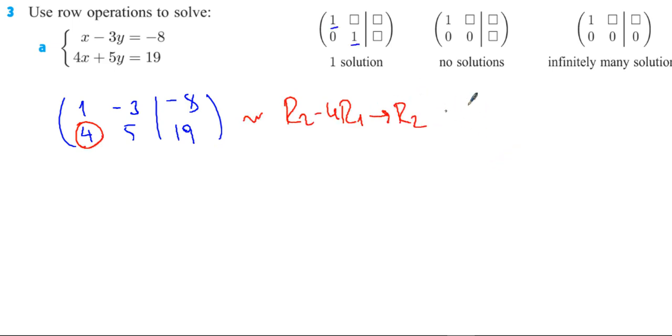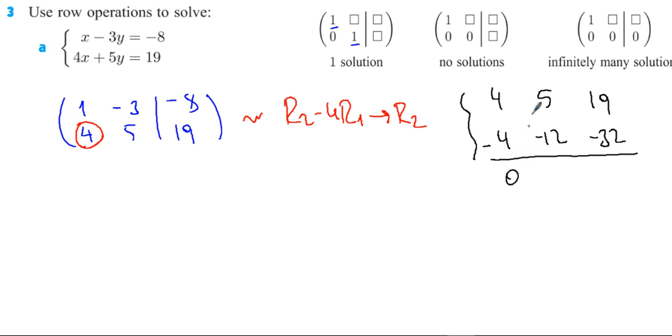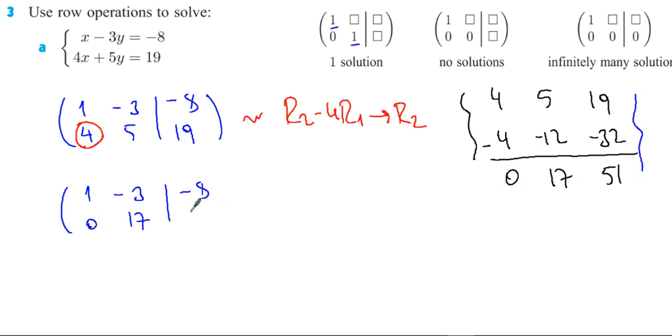Now after this, row 2, let's write it here. It will be 4, 5, and 19. Then I need to subtract row 1 times 4. It will be 4, minus 12, and minus 32. Then if we subtract them, it will be 0, 5 minus minus 12 which is 17, and this one will be 51. So let's rewrite it. Our new augmented matrix will be 1, minus 3, minus 8. Then I need to write these numbers 0, 17, and 51.